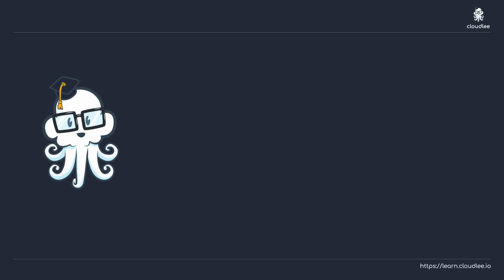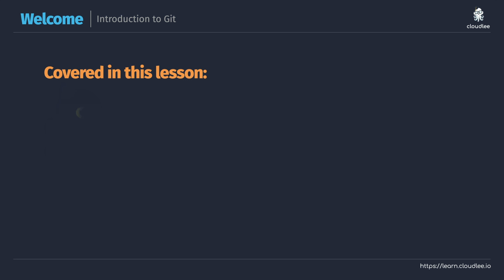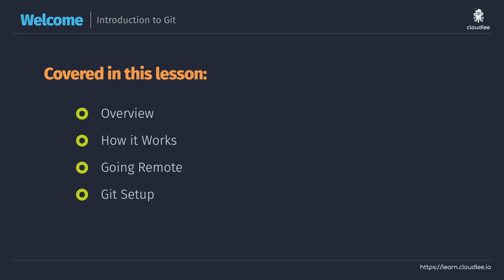Alrighty folks, it's time for an introduction to Git. Within this lesson, we're going to first talk about what Git is, then we'll dive a little bit into the technical side of how it actually works. We'll discuss how you can use it remotely, and we'll also talk about how you can get set up on your own machine. So let's go ahead and take a look.